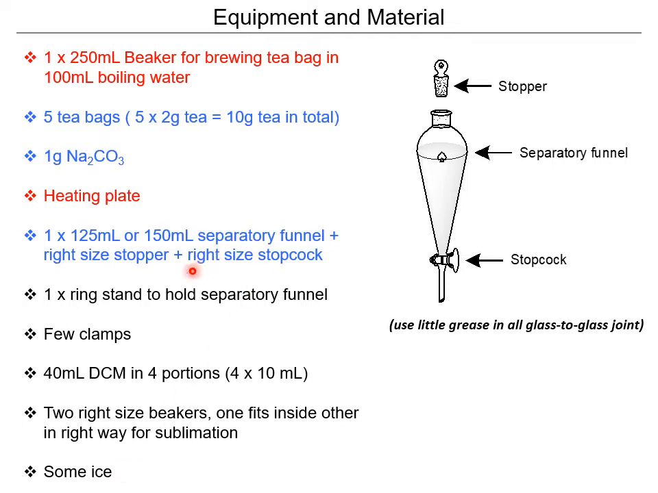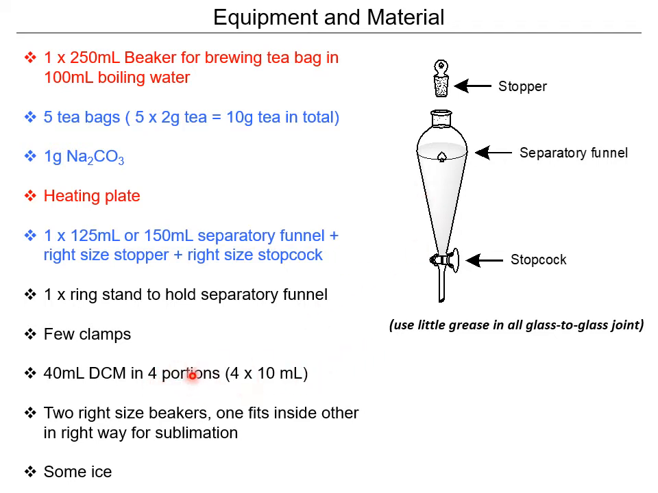Make sure that the stopper is the right size. You can see here this is a separatory funnel. It has this heart shape, right? And you have an opening at the top and a stopcock at the bottom for draining the liquid. There's going to be a separation of liquids here, and basically you'll just separate it by draining the bottom liquid out, right? You'll need a ring stand to hold this, a few clamps, 40 milliliters of DCM in 4 portions.